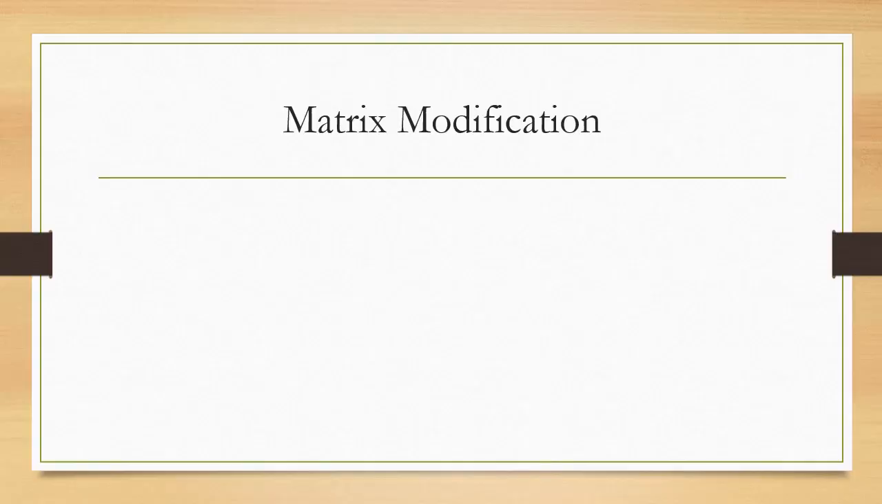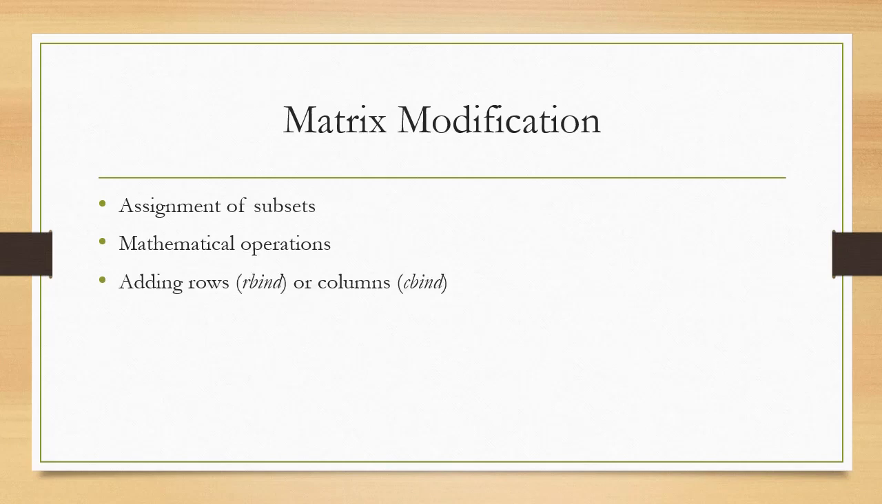So to review, we can assign to places in the matrix and change those places using the subset function. We can do mathematical operations to modify a matrix. We can add rows with rbind or columns with cbind. We can change dimensions with the dim. And we can transpose with the T.